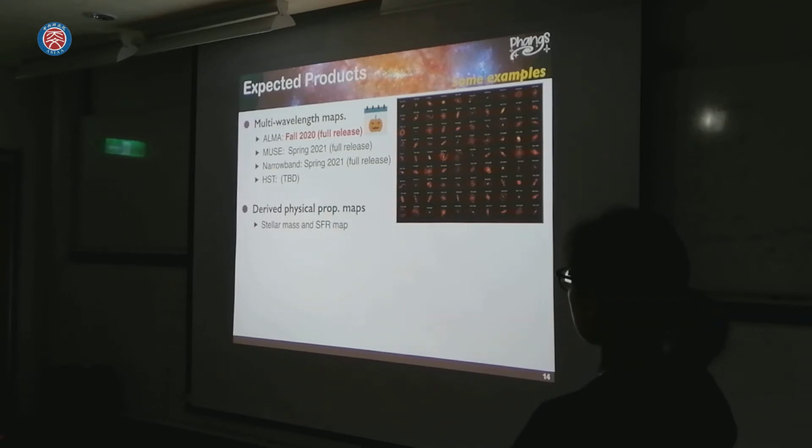And then we will release some derived physical property maps, like stellar mass maps and star formation rate maps. And we will release many catalogs, like the sample table catalog. It will include the stellar mass and star formation rate measured by ourselves, the morphology classified by ourselves, and the total H2 and HI mass, either from PHANGS or from the archive.